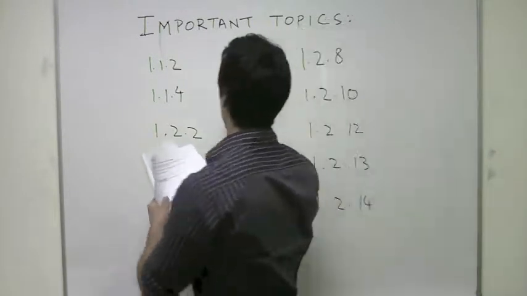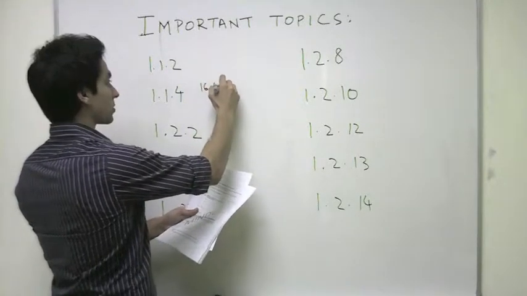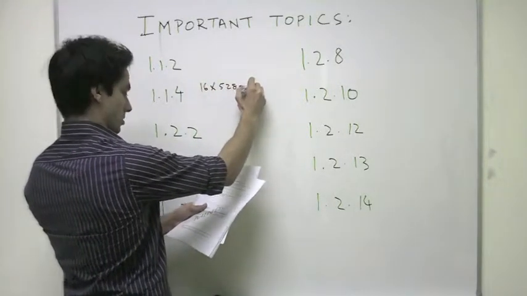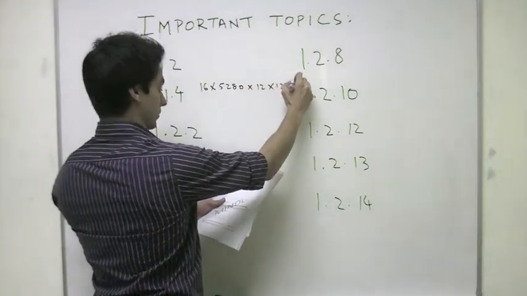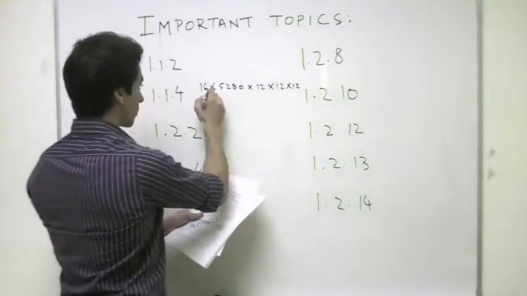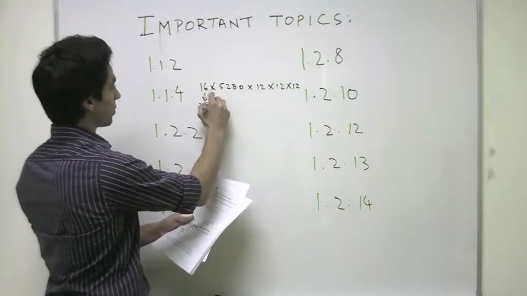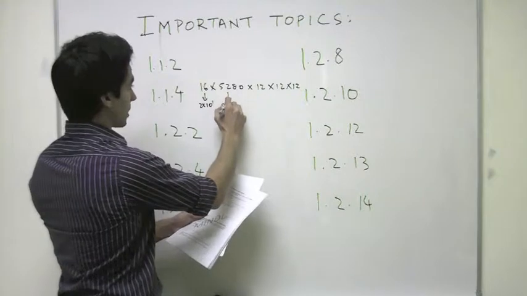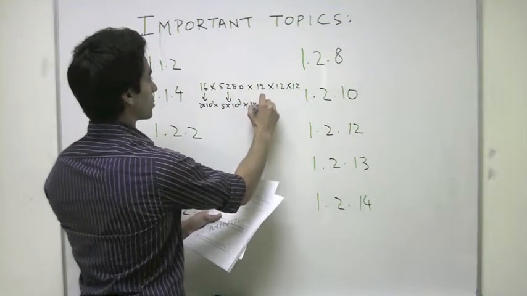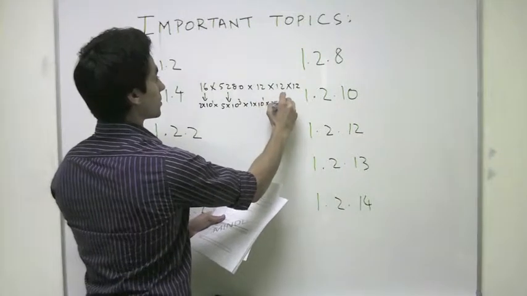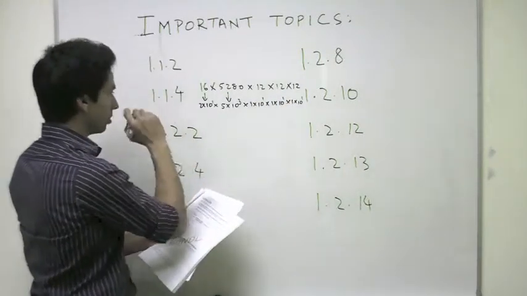For example, over here you have an example 16 times 5280 times 12 times 12 times 12. So then you will approximate these to their nearest powers of 10. You have 2 times 10 to the power 1, 5 times 10 to the power 3, times 1 times 10 to the power 1, 1 times 10 to the power 1 and 1 times 10 to the power 1.